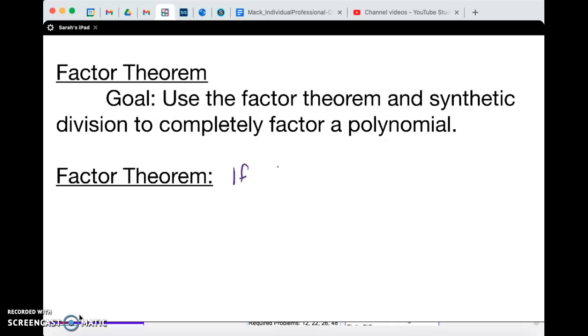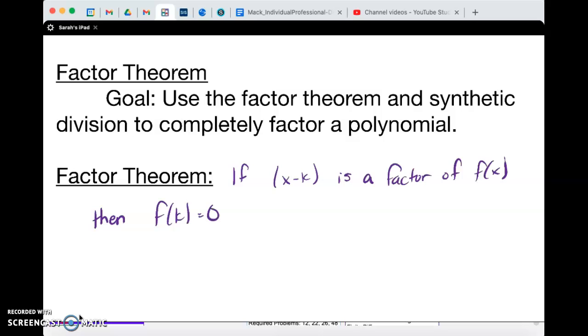Basically, if x minus k, so that's what we call a factor, this linear thing, is a factor of f of x, then f of k equals 0. So basically we're doing what we did yesterday, proving that something is a 0, proving that number is a 0. We're doing the same thing, proving that it's a factor.